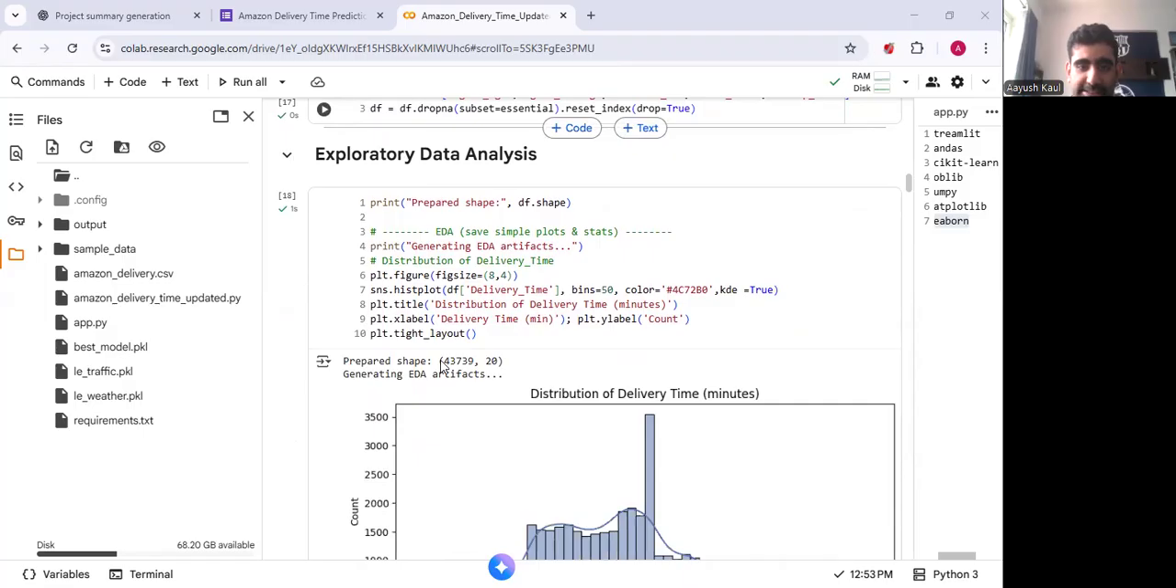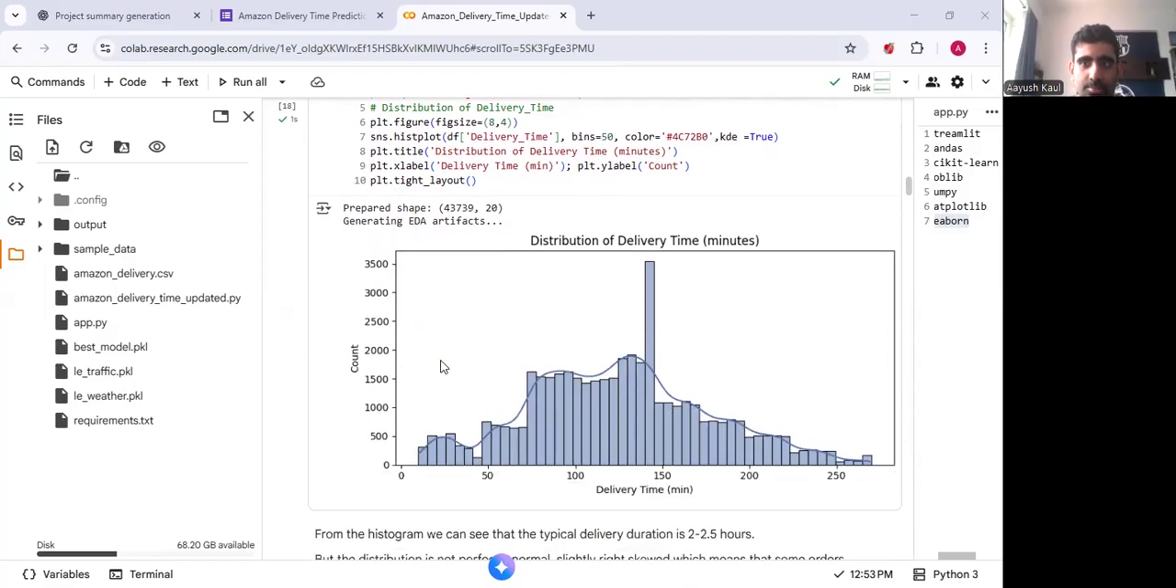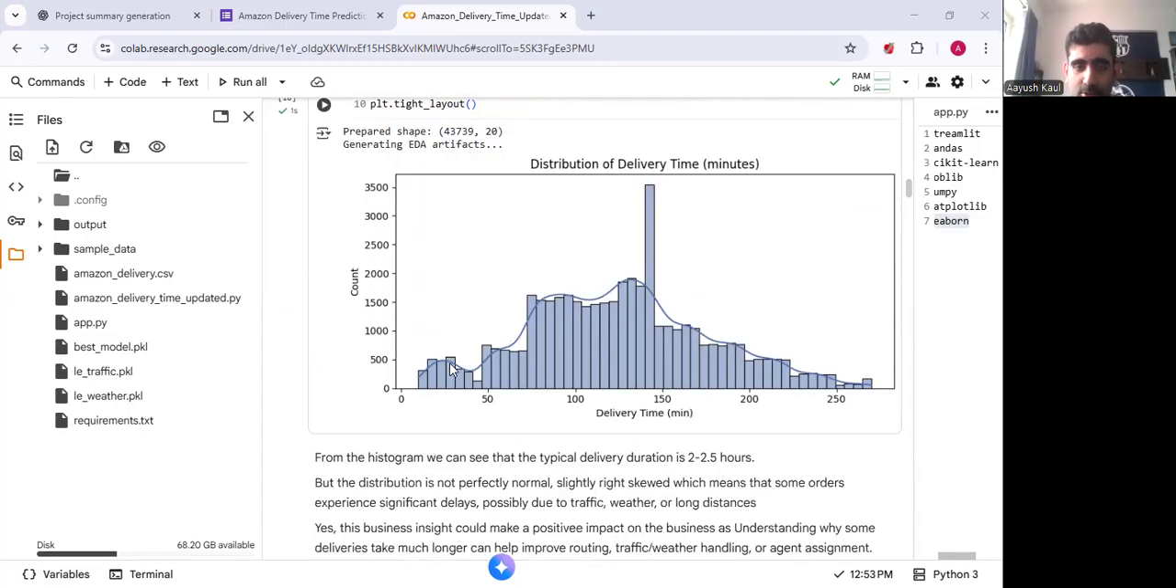So after that, I did the EDA. And the first column on which I did EDA was the delivery time, of course, because that's the output. So this is the distribution of delivery time.